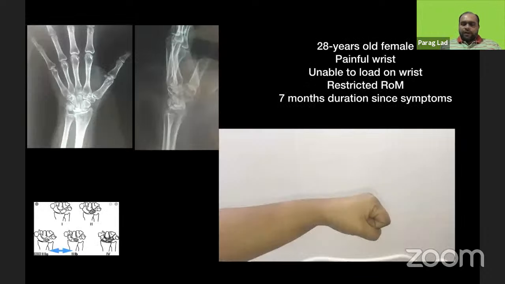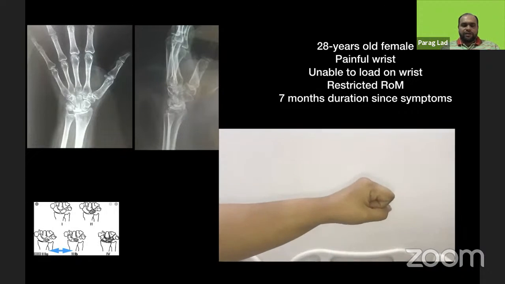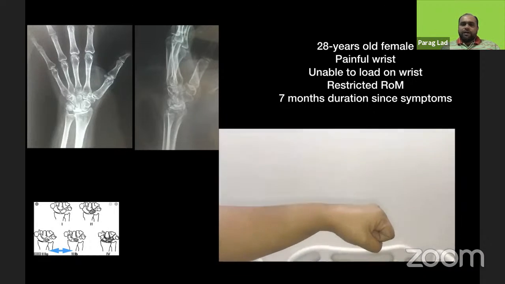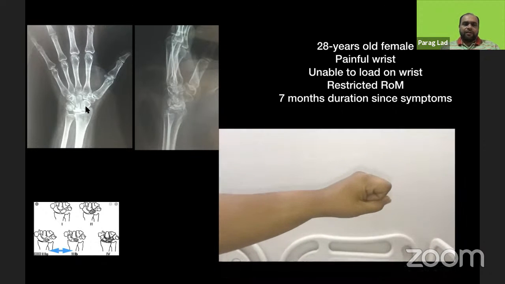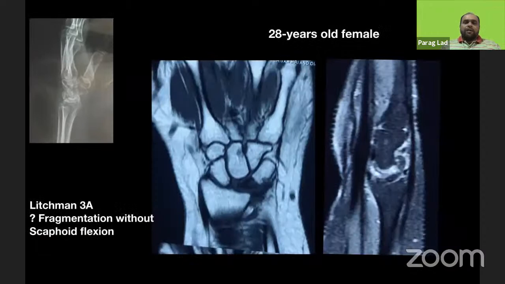So a 28-year-old female who had a painful wrist, and she was unable to load the wrist, and she had restricted wrist movements, and the duration of symptoms was 7 months. The range of motion that she had was hardly 20-degree extension and hardly 20-degree flexion. If you analyze the X-ray, there was a ring sign in the scaphoid, and this was like a grade 3A or 3B lunate. But sometimes we are in a dilemma, as the age of the patient is 28, a very young age, and radiologically the disease is definitely progressive, and this was the MRI.